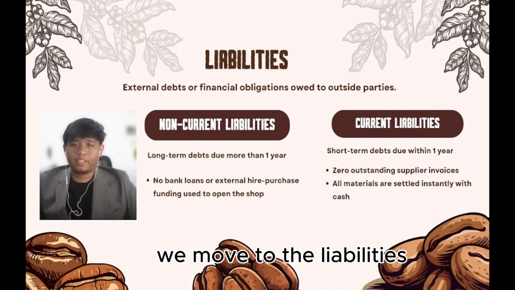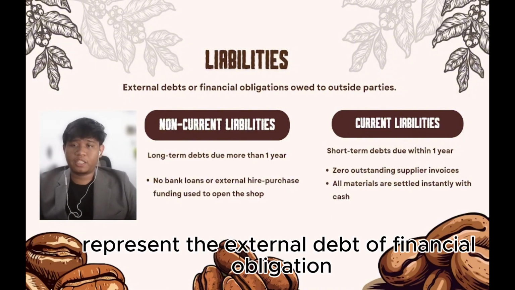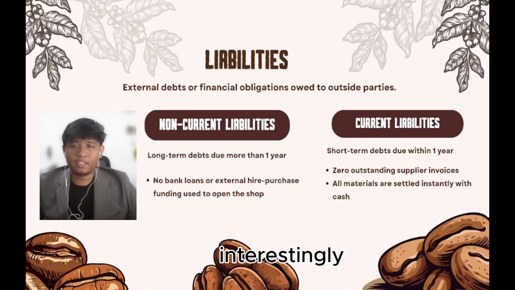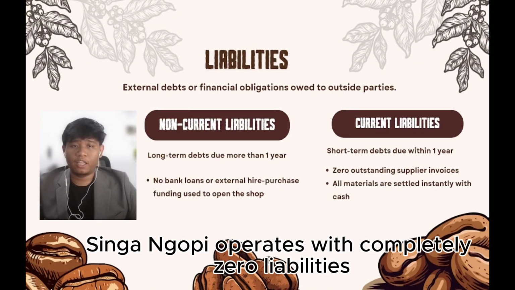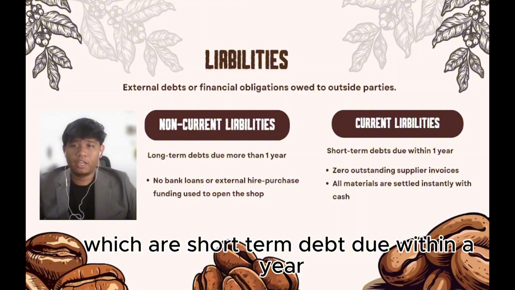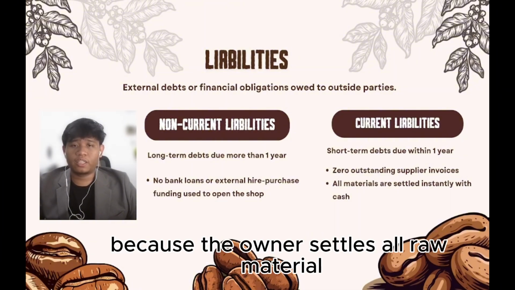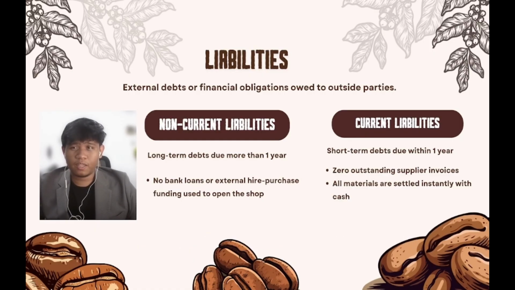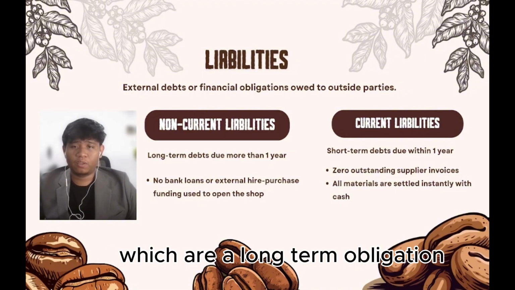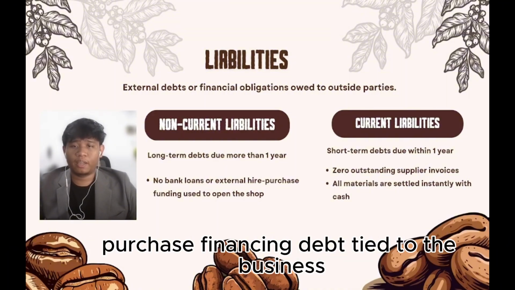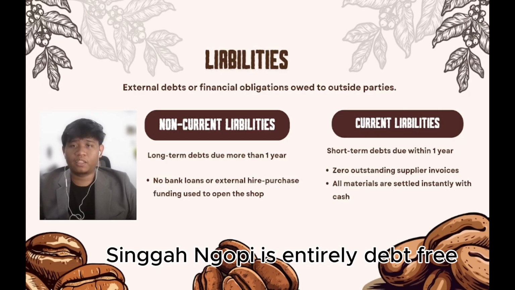Next, we move to the liabilities, which represent the external debt or financial obligation that a business owes to outside parties. Interestingly, Sinngahngopi operates with completely zero liabilities. Under current liabilities, which are short-term debt due within a year, the balance is nil because the owner settles all raw material invoice with supplier upfront using instant cash. Similarly, under non-current liabilities, which are a long-term obligation, there are absolutely no business bank loans or hire purchase financing debt tied to the business. Sinngahngopi is entirely debt-free.